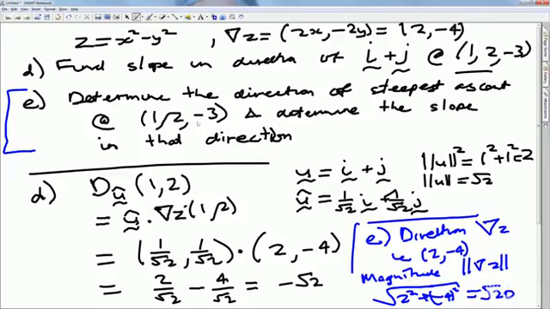So that's the idea. The direction of steepest ascent is just the gradient vector, and the magnitude is its length. If you want the steepest descent, you get the opposite direction, of course. So it would be minus the gradient vector, heading backwards.